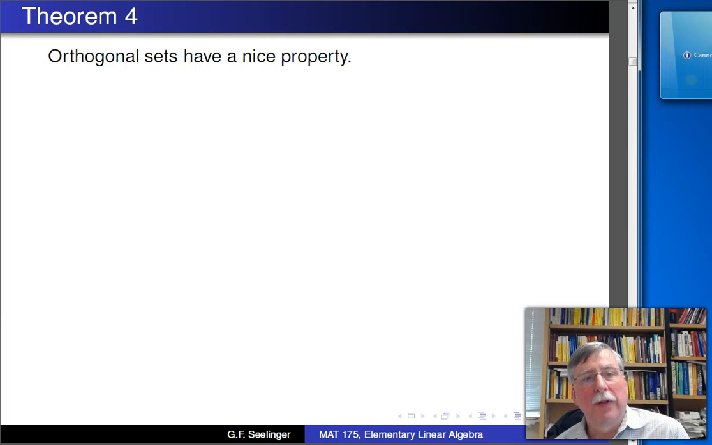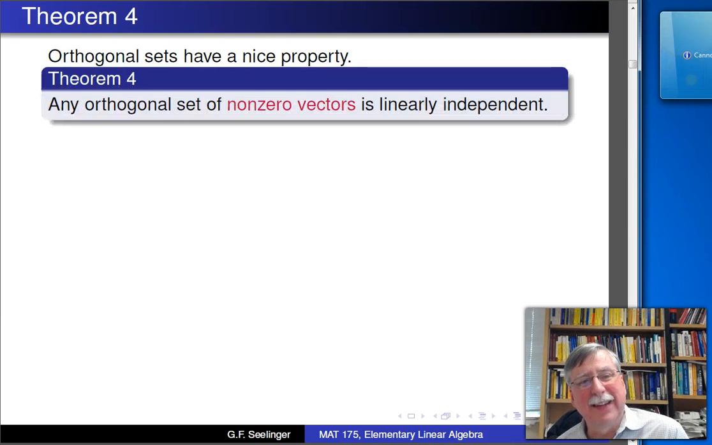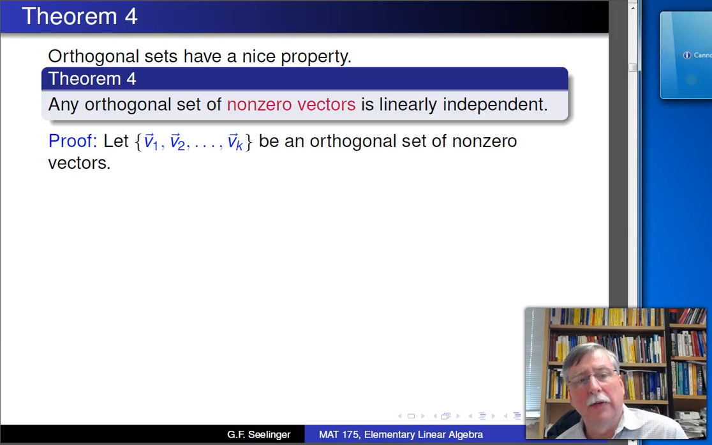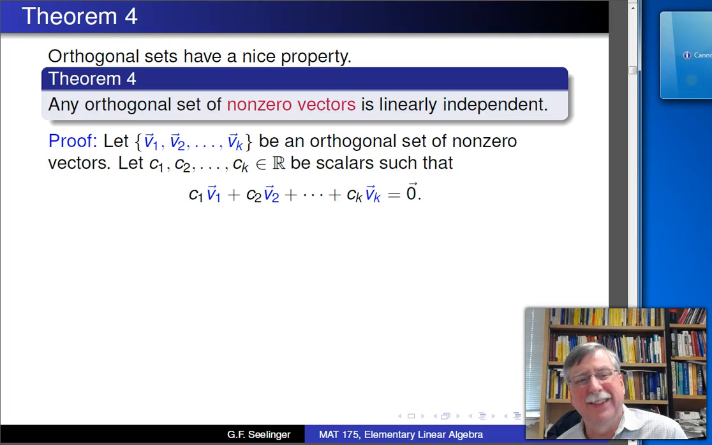So both orthogonal and unit vectors. The nice thing about orthogonal sets is that if I have an orthogonal set, I know it's linearly independent. I do not need to check that. Let's take a look at the proof of this. Let V1 through Vk be an orthogonal set of non-zero vectors. I want to show it's a linearly independent set. So the very first thing I do is set up my linear independence equation: C1 V1 plus C2 V2 all the way through Ck Vk equals 0.